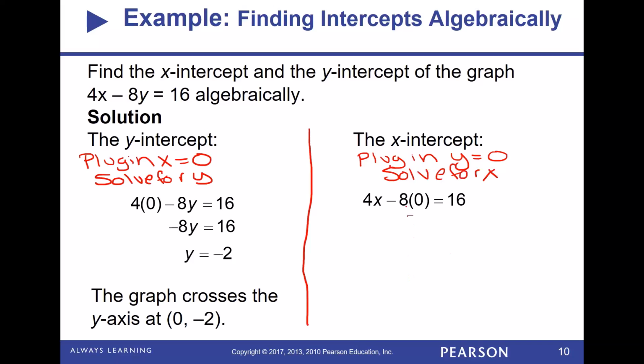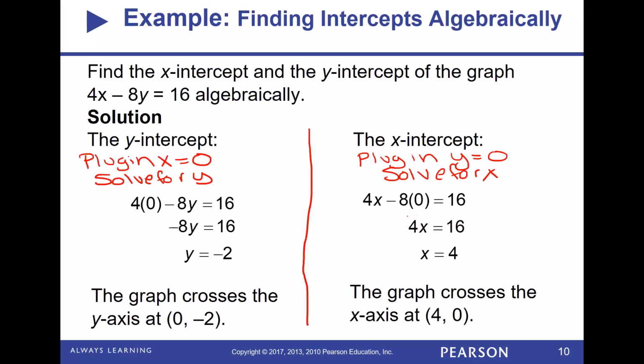Okay, so 8 times 0 is still just 0. So 4x minus 0 is still just 4x. So we get 4x equals 16. Now this is 4 times x equals 16, so I'm going to divide by 4 to figure out what I need to multiply by to get 16, which happens to be 4, and we get that beautiful x-intercept to be (4, 0). Okay, so again, very, very important. Make sure you make really good notes on this, because these are really helpful and you're going to see it come back over and over and over.